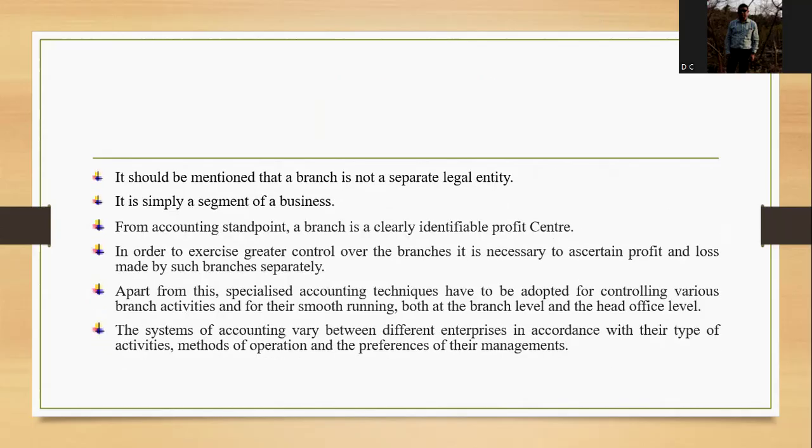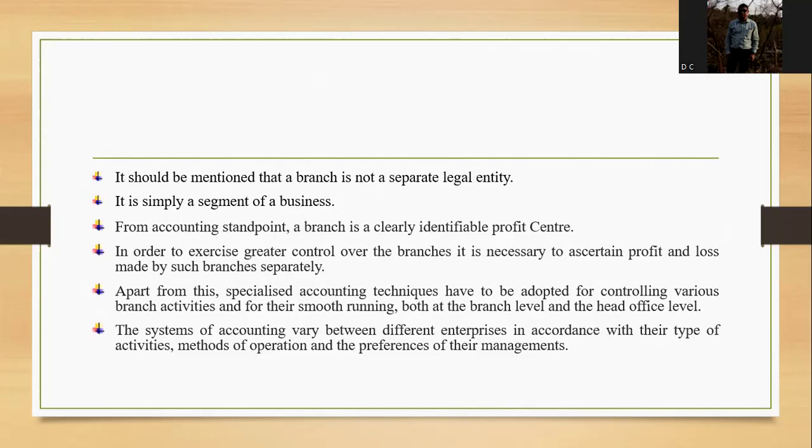It should be mentioned that a branch is not a separate legal entity. It is simply a segment of the business. That means it's a part of the business. From the accounting standpoint, a branch is clearly an identifiable profit center. That means the branch has to generate profits. That means the head office will ultimately calculate the profits. And when the branch calculates profits, the profit belongs to the head office. That's why this branch is known as a profit center, or you could call it a cost center also.